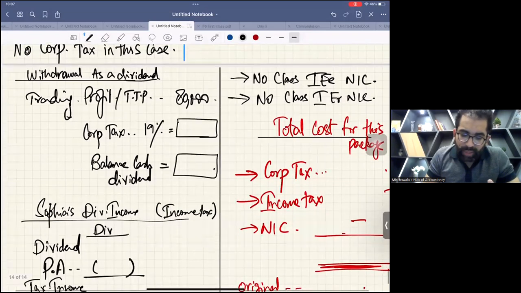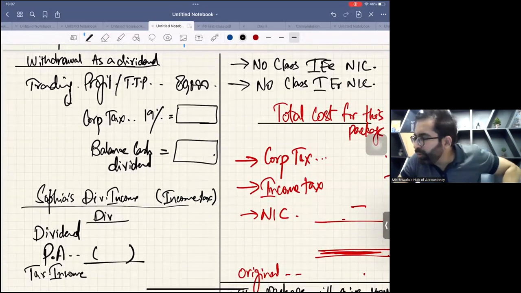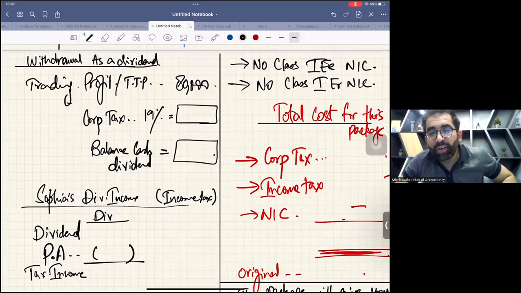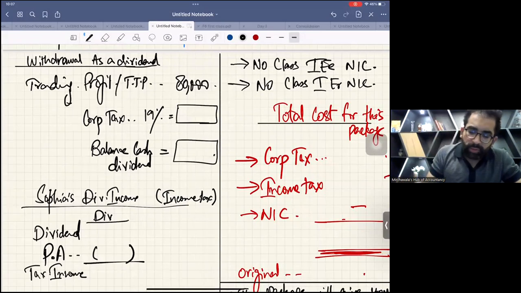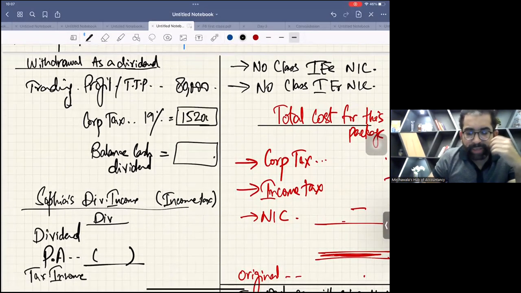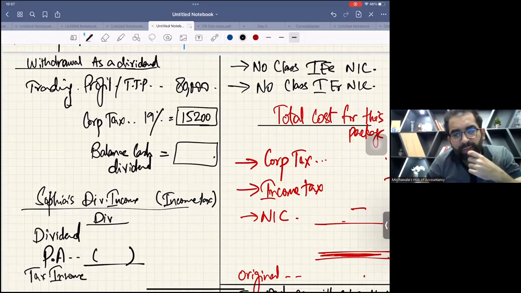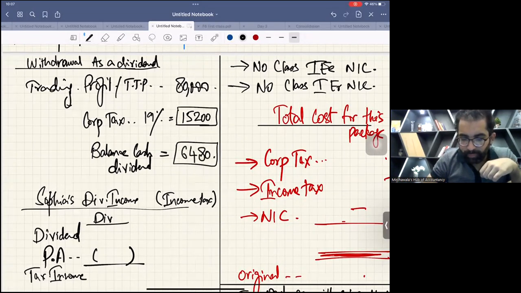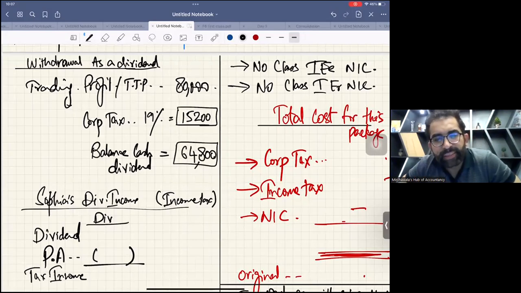In the second case, now we are withdrawing dividends. In case of dividend, dividend is not an allowed expense at all. So your 80,000 is your TTP. 80,000 times 19% is how much? You have to pay 15,200 tax. Now 80,000 less 15,200 is 64,800. You can take out 64,800 as a dividend. Add these two numbers: 64,800 plus 15,200. The complete profit and complete cash is withdrawn. Okay.